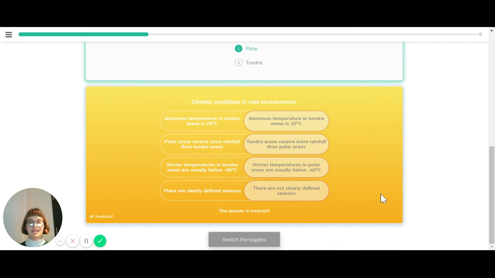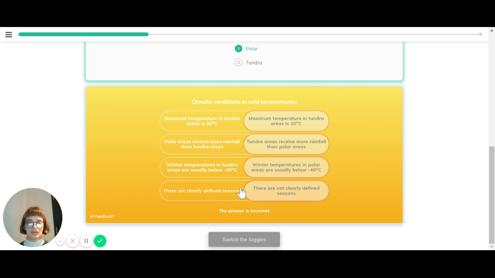Let's have a quick recap of the climatic conditions in cold environments. What is the maximum temperature in tundra areas? Is it 20 or is it 10 degrees C? The maximum is a very low 10 degrees C. That's the maximum tundra environments will reach. Do polar areas or tundra areas receive more rainfall? Tundra areas do. Are winter temperatures in tundra areas usually below -40 degrees C, or are winter temperatures in polar areas usually below -40 degrees C?